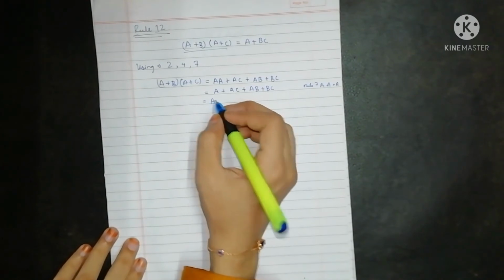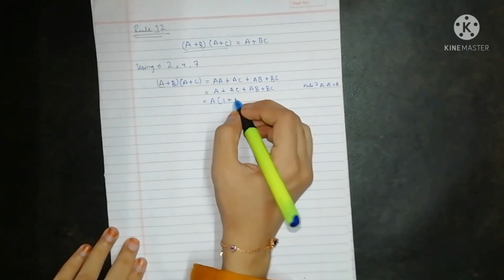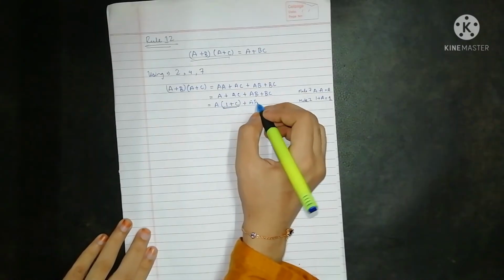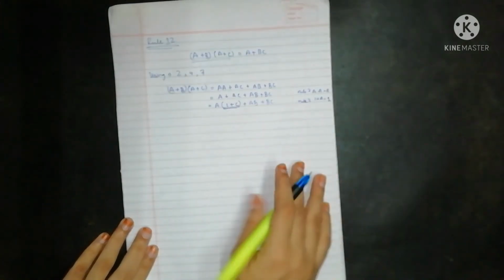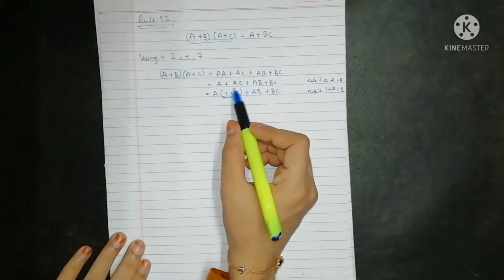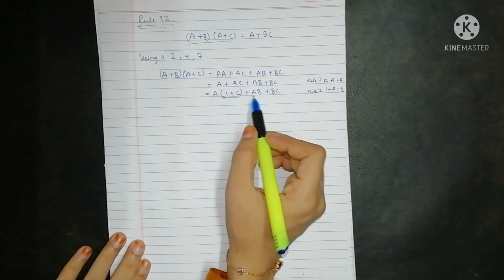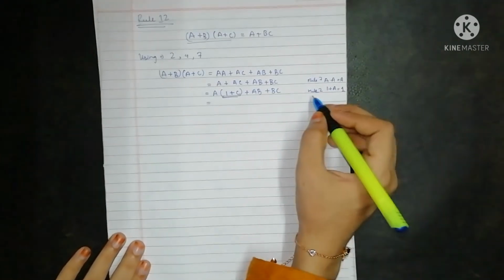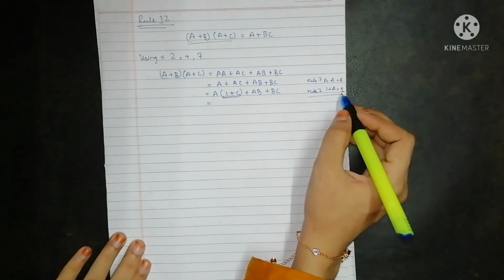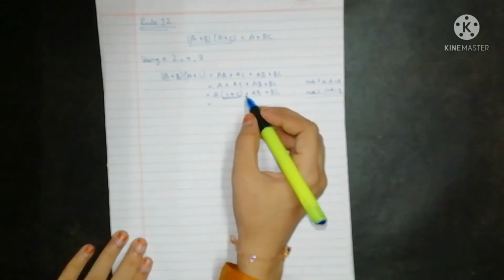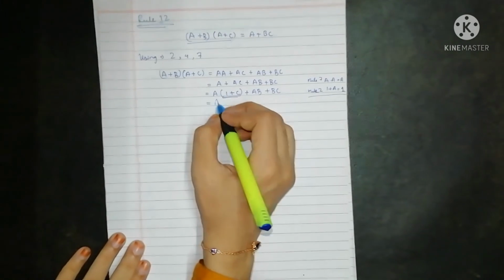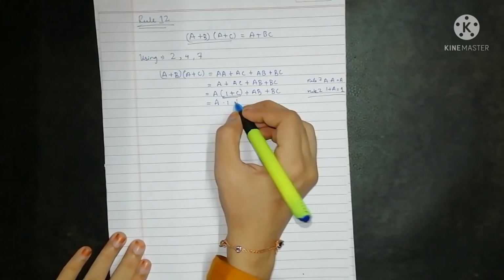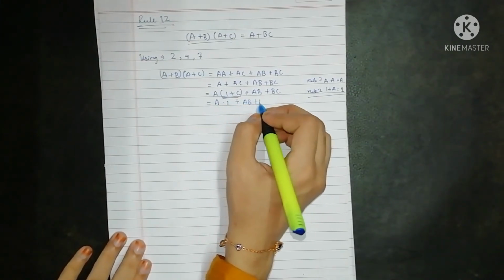Then we will write A into (1 + C). In this expression we have taken A common, so we were left with 1 + C, plus AB plus BC. And then by rule 2 we have 1 + A to be equal to 1. So 1 + C will also be equal to 1. So we are left with A into 1 + AB + BC.